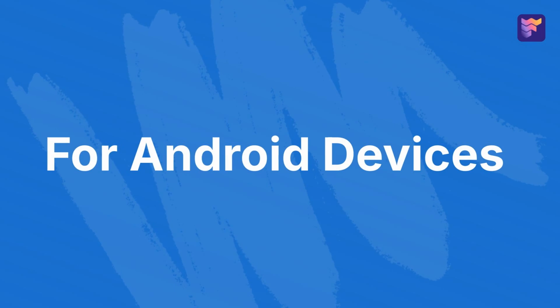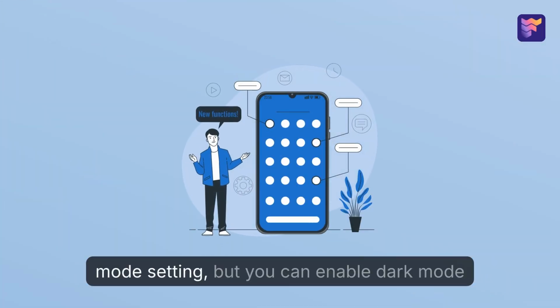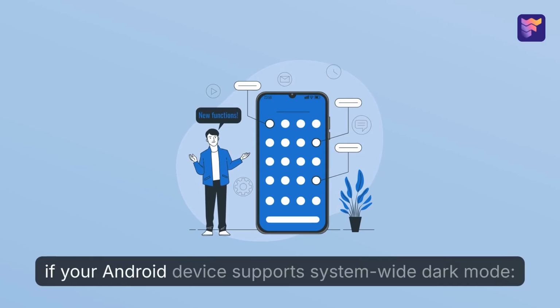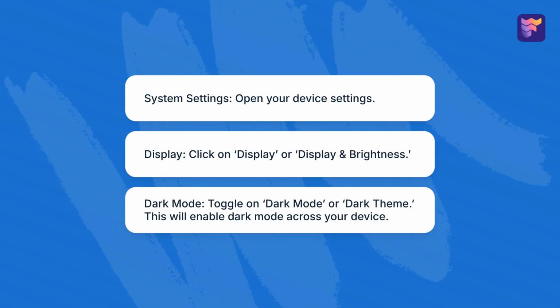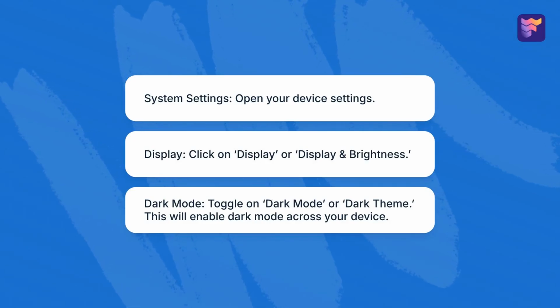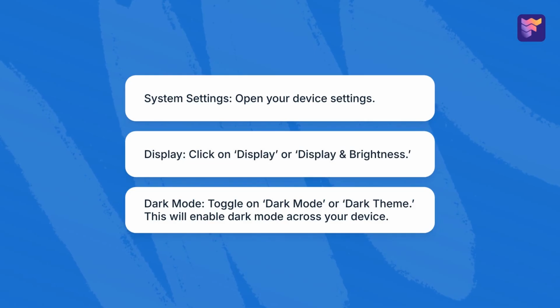For Android devices. On Android, TikTok doesn't have a built-in dark mode setting, but you can enable dark mode if your Android device supports system-wide dark mode. System Settings. Open your device settings. Display. Click on Display or Display and Brightness. Dark Mode. Toggle on dark mode or a dark theme. This will enable dark mode across your device.